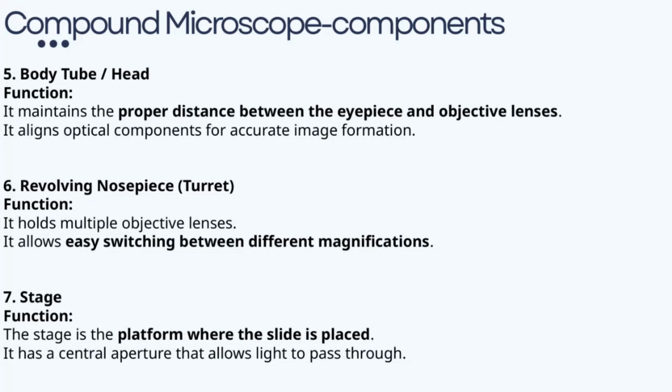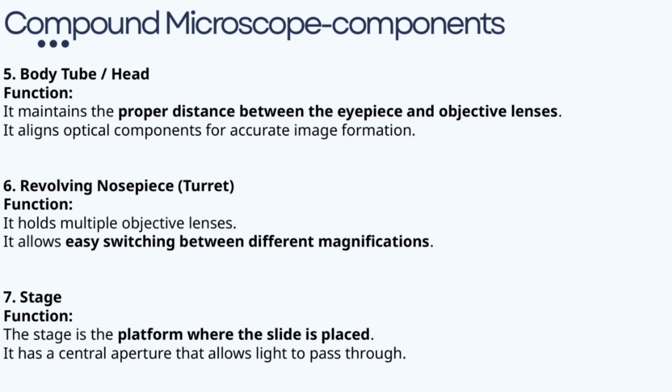Now, let's take a closer look at some of the key components of a compound microscope. First, the body tube or head. Its main function is to maintain the proper distance between the eyepiece and the objective lenses. This is crucial because if the distance isn't just right, the image won't be clear. It also helps align the optical components, ensuring that the image forms accurately and sharply. Essentially, it keeps everything in perfect order for us to see those tiny details clearly.